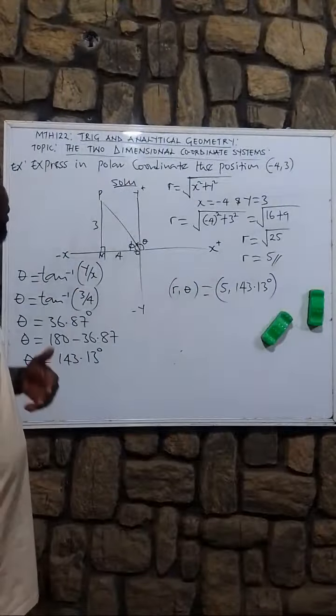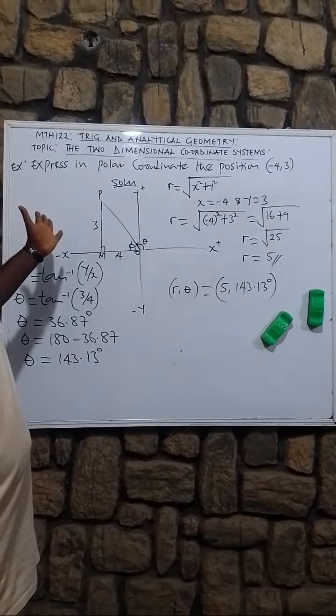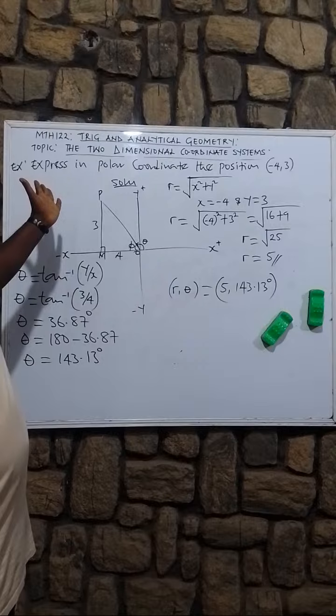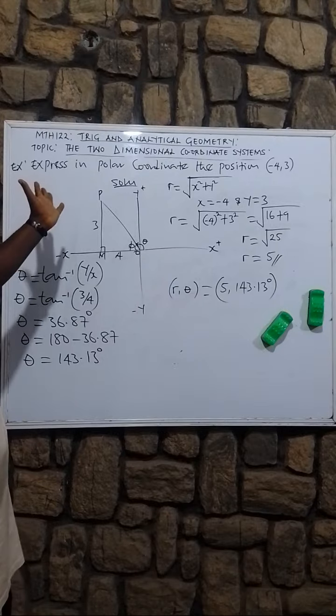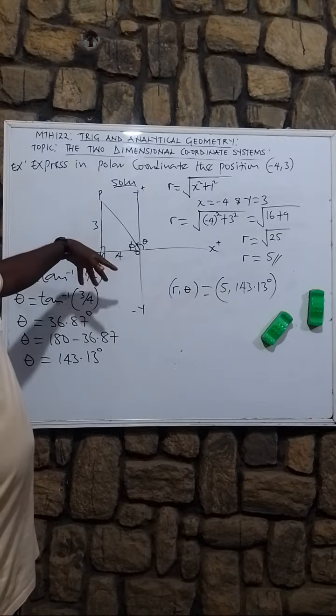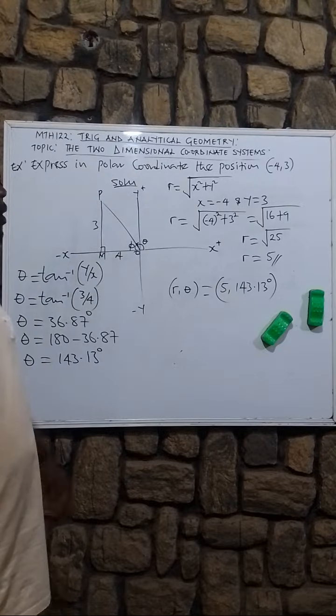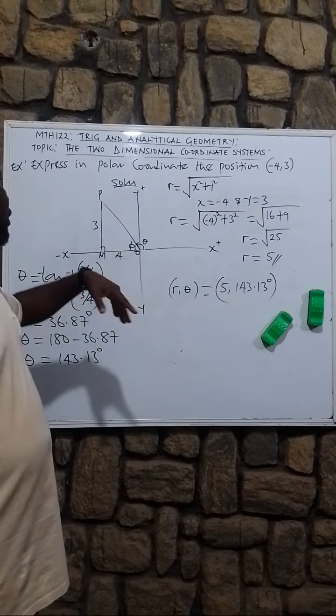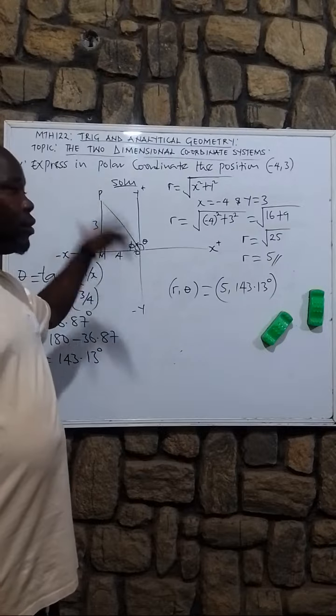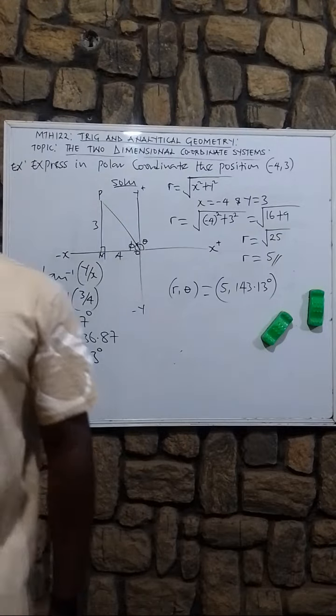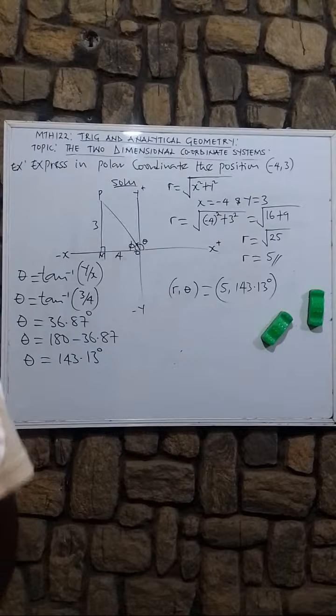So now we are able to solve two problems from Cartesian coordinates to polar coordinates. So now let's look at from polar coordinates to Cartesian coordinates. That is what we want to look at now.